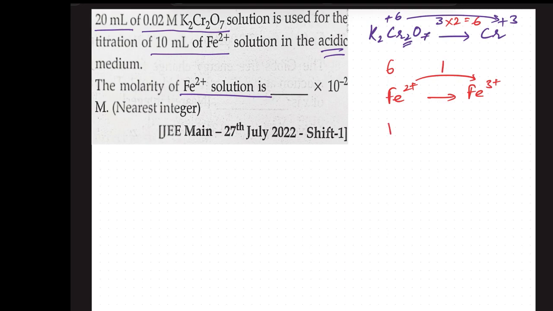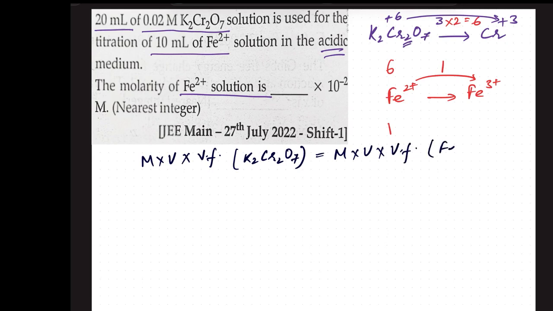The formula that will be used to solve this question will be molarity into volume into valency factor of K2Cr2O7 is equal to molarity into volume into valency factor of iron. What is molarity into volume into valency factor? This is equal to number of equivalents.